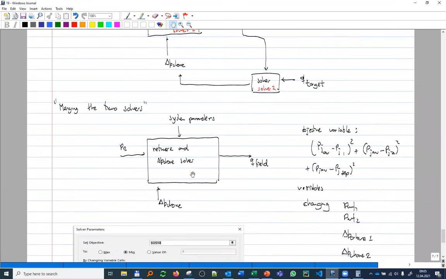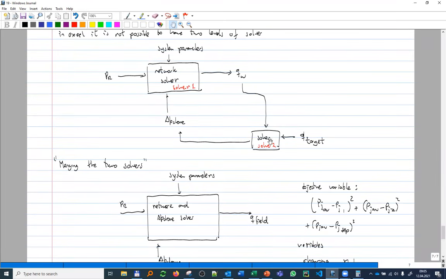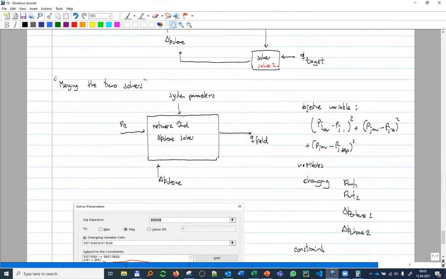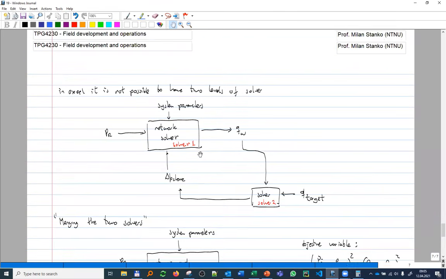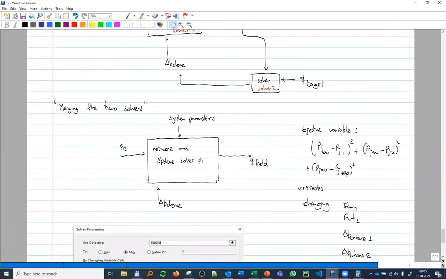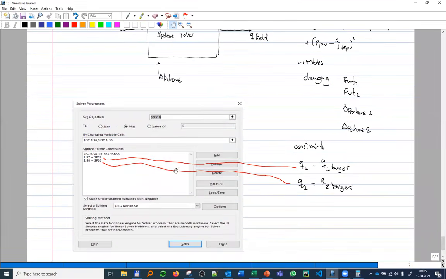And that's how I managed to put the two solvers together. I didn't need to have two levels of solver, although in many commercial software I have it like that, but I managed, simply by modifying the solver of the network, to have that. Okay, that's all I had for today. Thank you for listening and good luck.